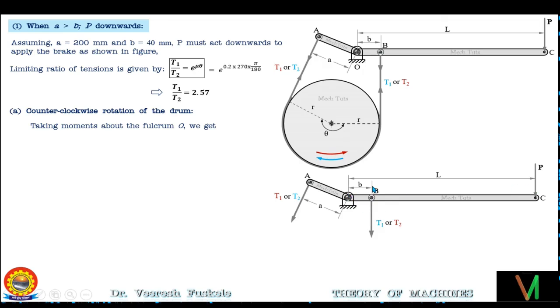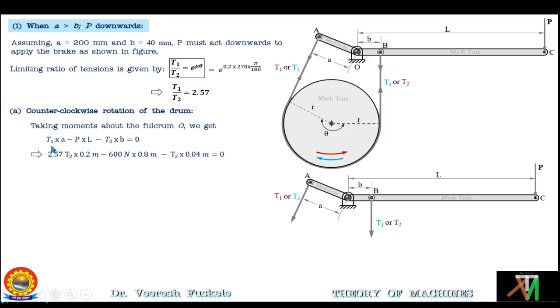Similarly, the moment of tension T2 will be in the clockwise direction and the magnitude will be T2 into B. So the moment equation can be written as T1 into A minus P into L minus T2 into B is equal to 0. The moments of force P and T2 are negative moments, or in the clockwise direction. Now putting the values of A, P, L and B in this equation, we have T1 into A. A is nothing but 0.2 meters from here, and T1 is nothing but T2 into 2.57.